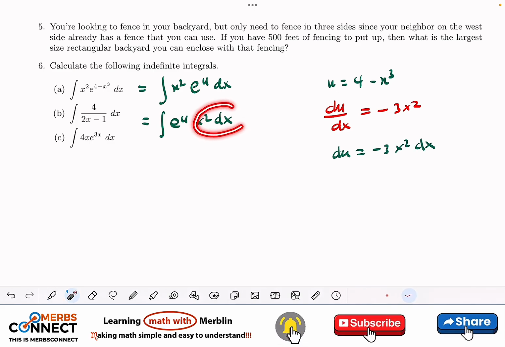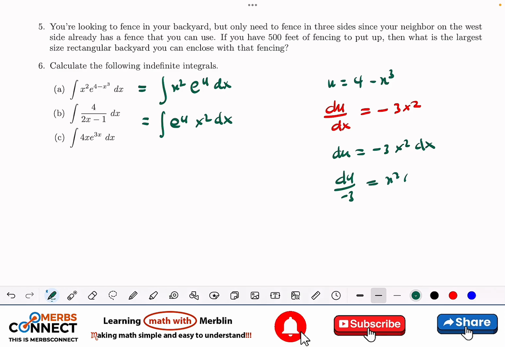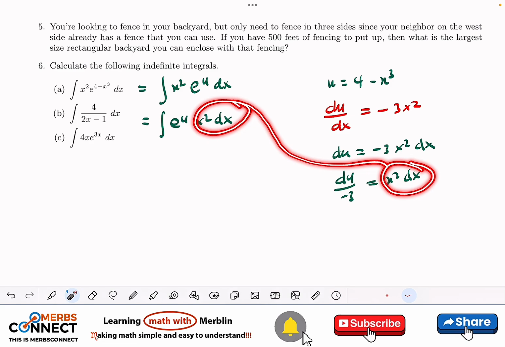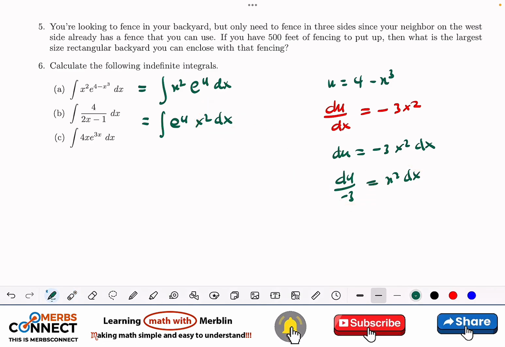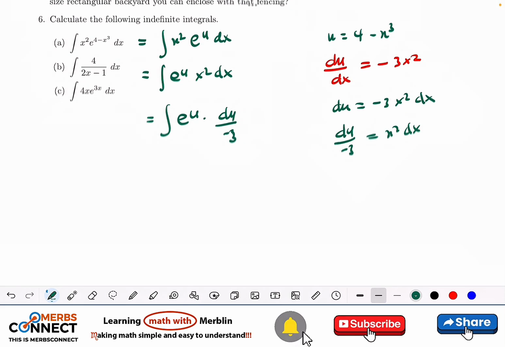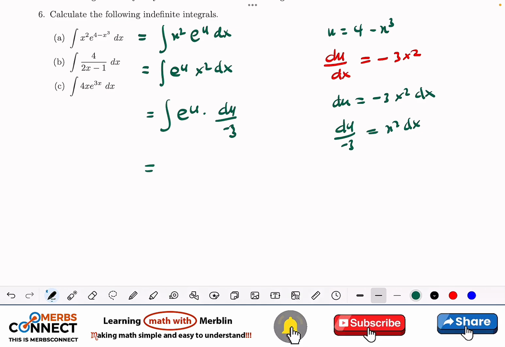We have x squared dx, x squared dx. The only problem here is minus 3. So we can divide 2 by minus 3. So we are going to have du over minus 3, which is equal to x squared dx. So this is the same as this, and we need to replace by that. So we are going to have e to the u times du over minus 3. Good. So this can be written as 1 over minus 3 out of e to the u du.